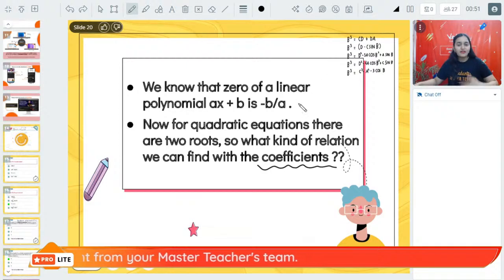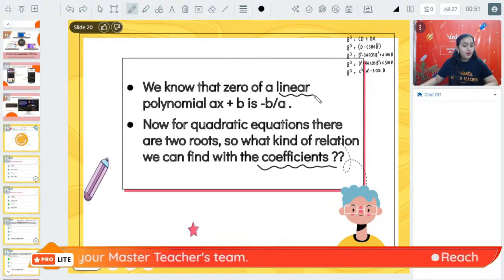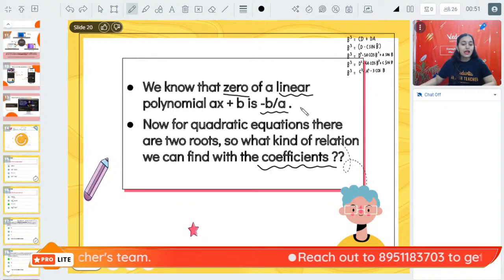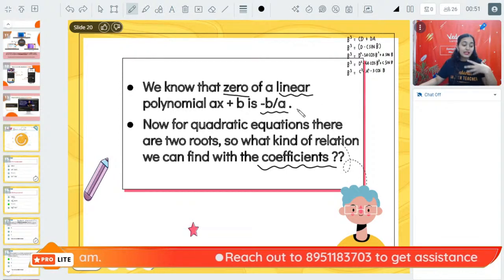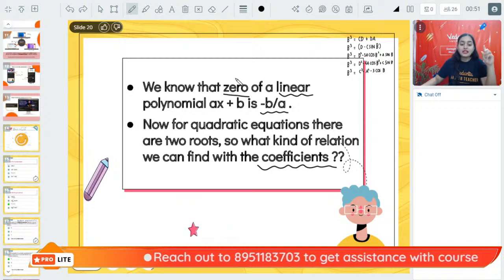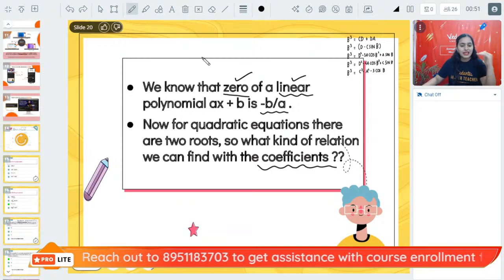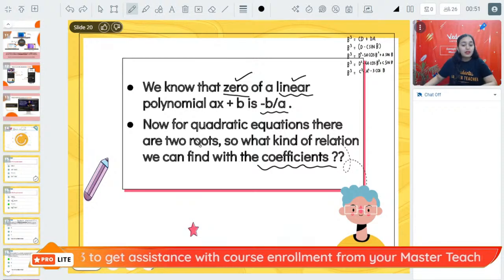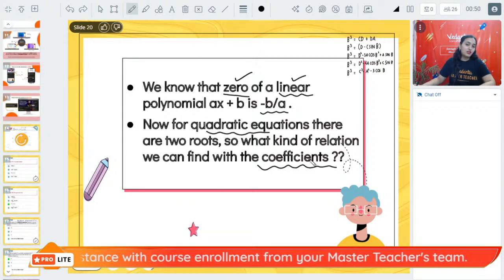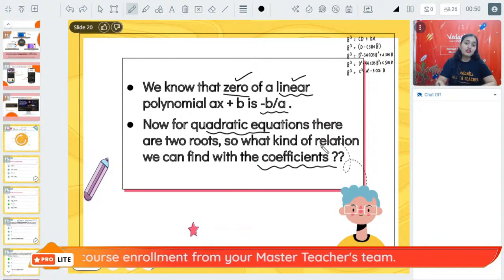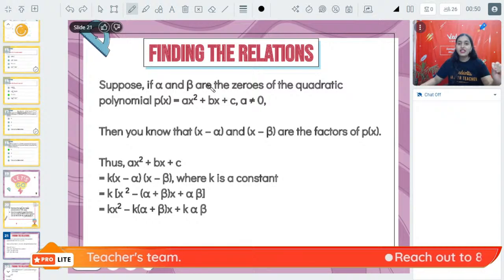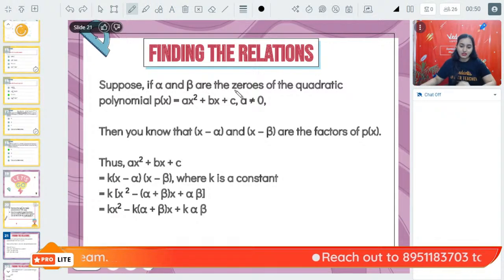So for example, we all know if it is a linear polynomial, then the zero of the linear polynomial is minus b upon a, right? So we can see that the relationship is that the zero of a linear polynomial is minus b upon a. But what about quadratic equations? What about their relationships with the zeros of the polynomial? Okay, so let's learn about the quadratic equation, coefficient and zeros relationship.